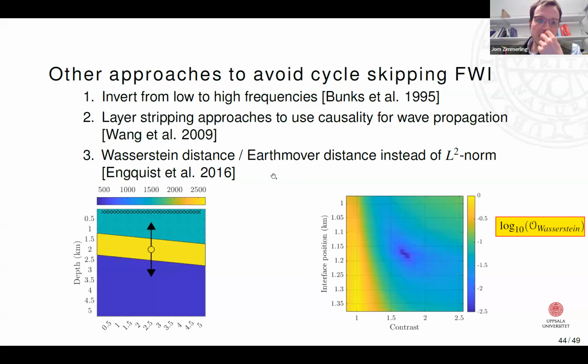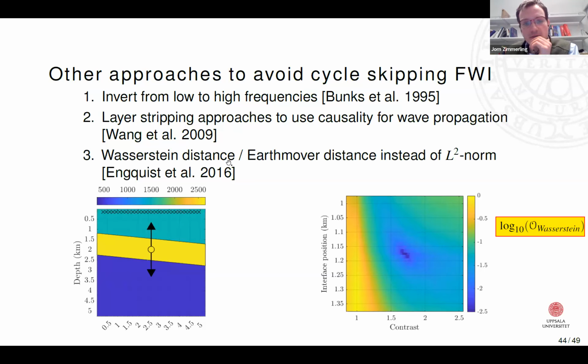And then another popular approach nowadays is from Enquist, the Wasserstein distance or the earth mover distance. So rather than taking the L2 norm of the data mismatch, you could use the Wasserstein distance, the earth mover distance. So how far do I have to shift, if you would like, the measured signals from one to the other.